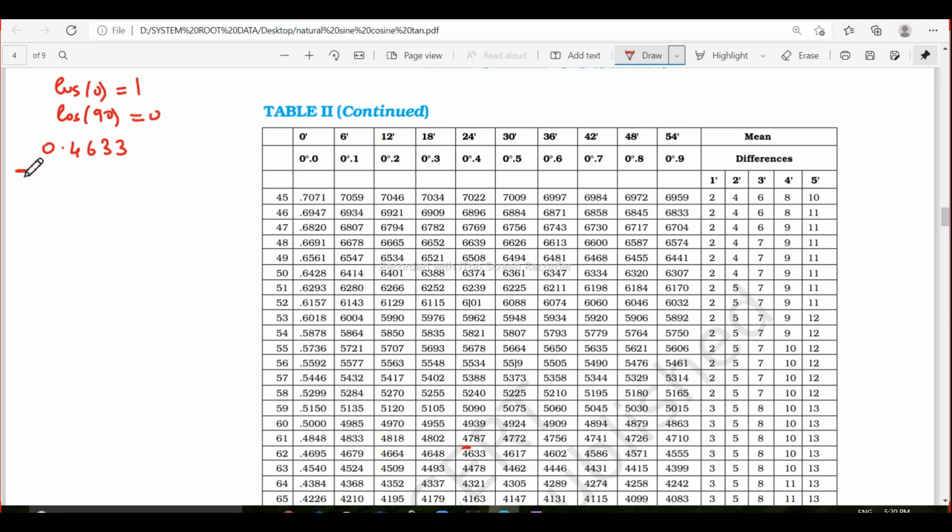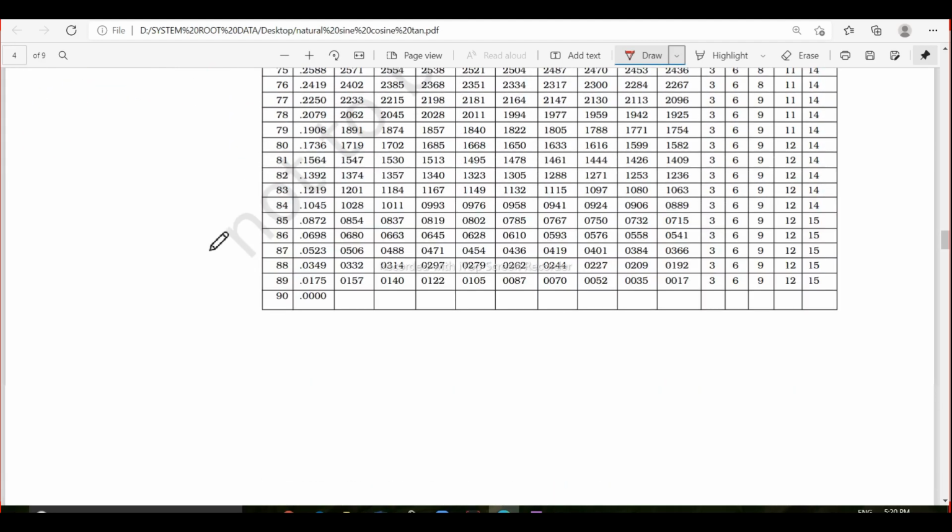So in this case, what we do is we subtract. We'll subtract 0.0008 and after subtraction, whatever we get, in this case, we'll get 0.4625. So this is the answer for cos of 62 degrees 27 minutes. Okay, so just remember in cos we subtract the mean difference.